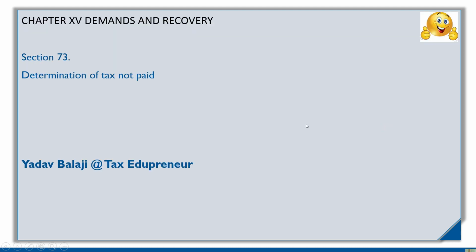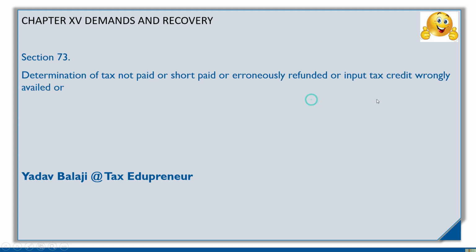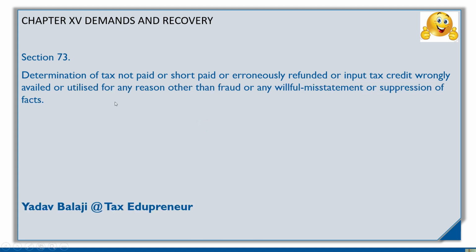So what does section 73 talk about? It talks about tax that you collected but did not pay, or paid short, or you claimed a refund wrongly, or you claimed input tax credit wrongly. For example, for blocked assets under section 17 subsection 5, you should not claim input tax credit, but you claimed that also. Or you utilized it, for any reason other than fraud. So the difference between 73 and 74 is fraud or willful misstatement. If you did it fraudulently, then 74 will come, and if it is other than fraud, then 73 will come.